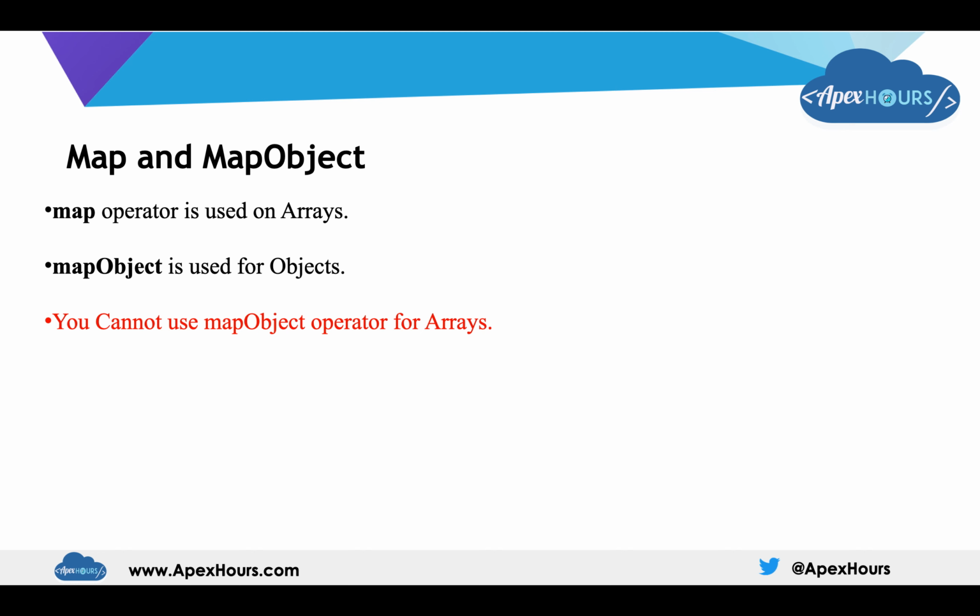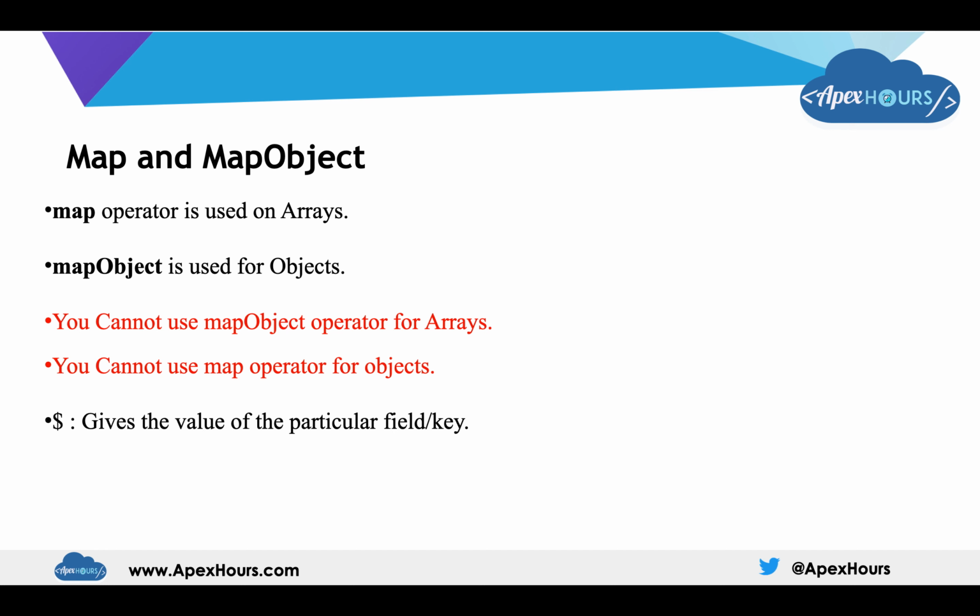arrays. You cannot use the map object operator for arrays, and you cannot use the map operator for objects. Map operator is only for arrays, not for objects, and map object is only for objects and not for arrays. This is something you have to remember, a very simple small thing to remember. And whenever you see the dollar sign, it gives the value of that particular field or key.